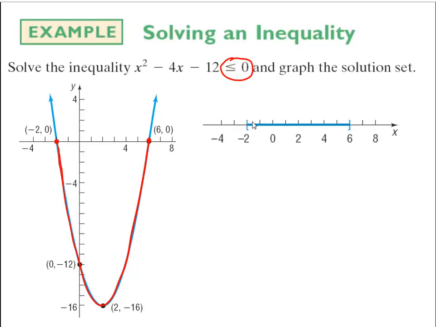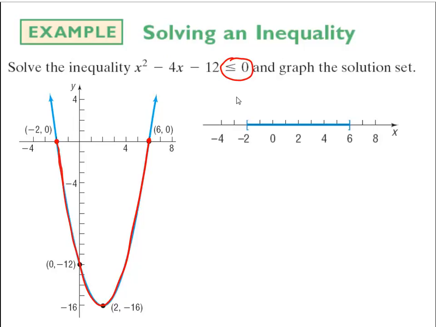In fact, I'm going to put brackets at negative 2 and 6 because negative 2 makes the y value 0, and 0 equals 0, so that satisfies the inequality. And 6 is also included in the solution set because of the or equal to. Any other x value in that interval is part of the solution set. For example, if I pick x equals 0, I can see the y would be negative 12. Plugging in 0 for x, 0 squared minus 4 times 0 minus 12, I get negative 12 as the y value, and negative 12 is less than or equal to 0.